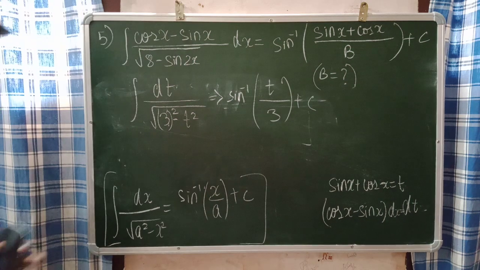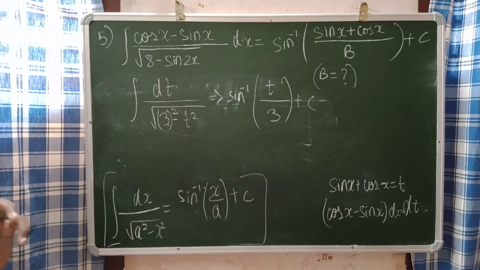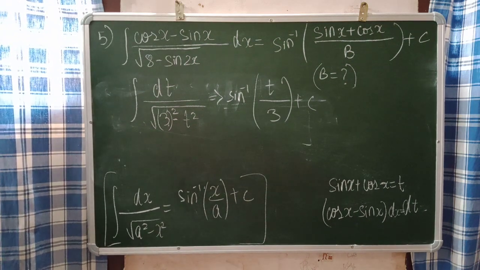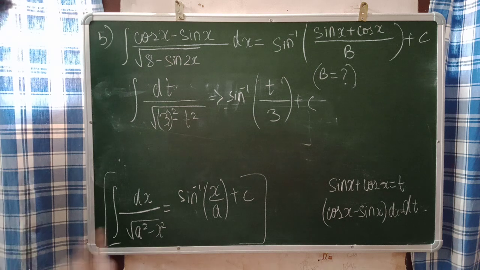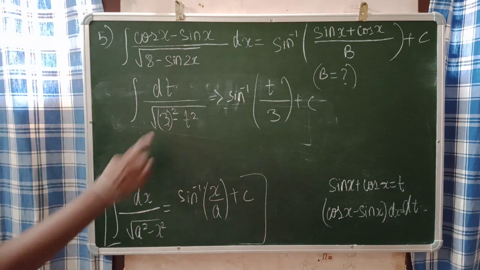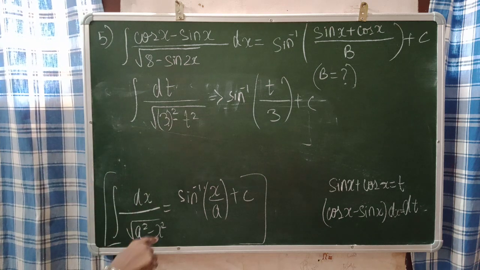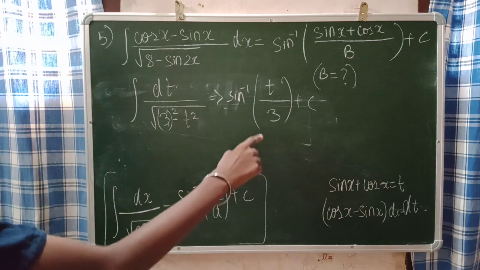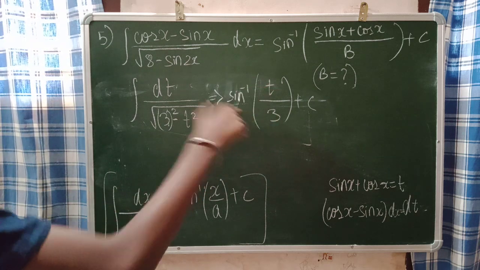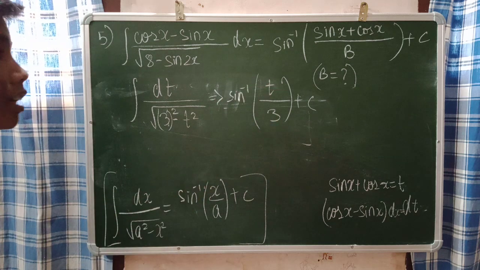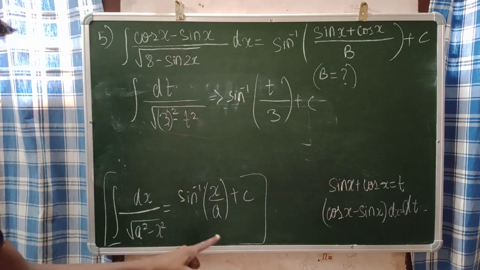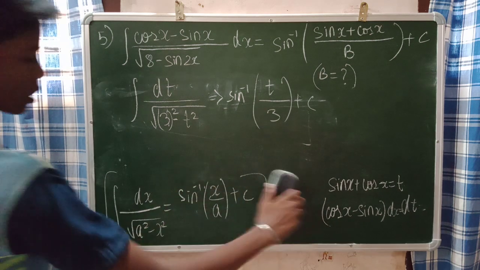This formula is very important: integral of dx divided by root of a square minus x square is equal to sin inverse of x by a plus some constant. Never ever forget that. So here your a square is 3 square, x square is t square. So sin inverse of x by a will be sin inverse of t by 3. Why? Because your x is t and a is 3. That's all.